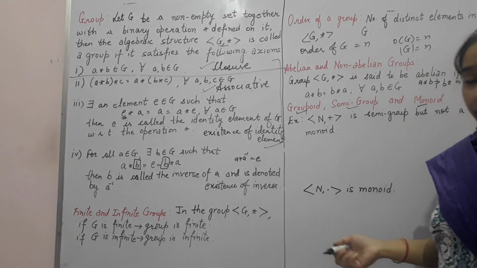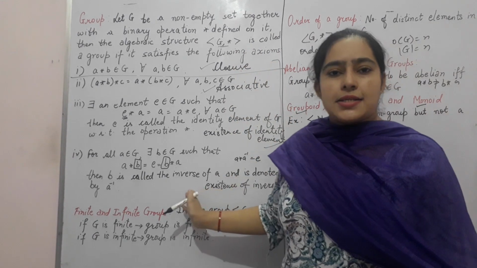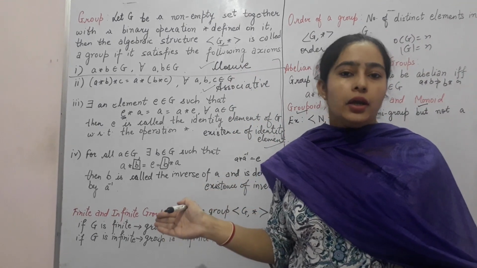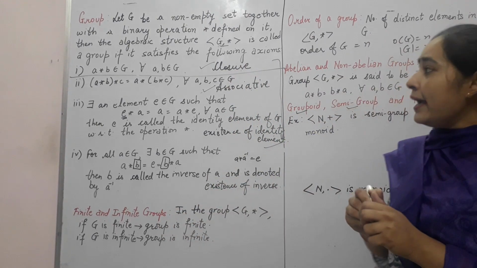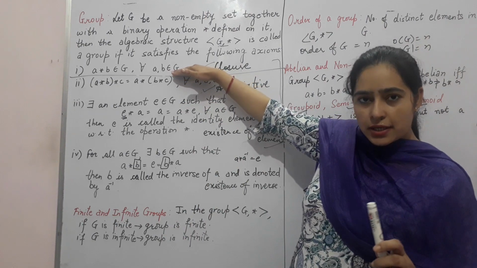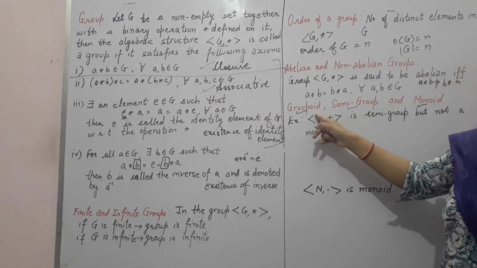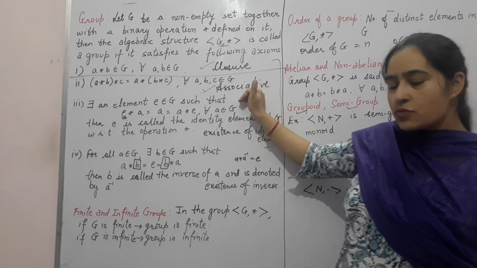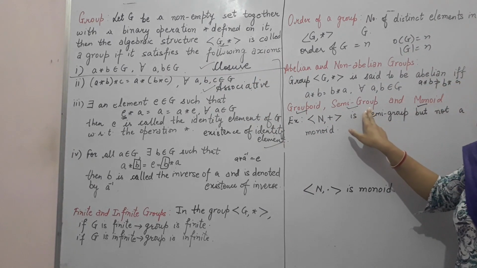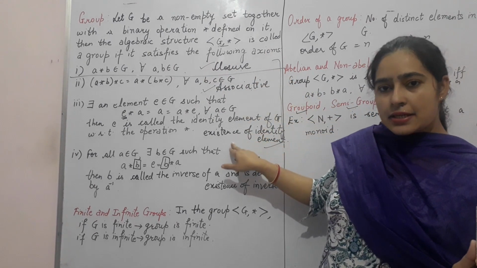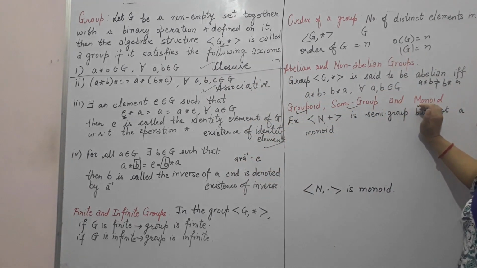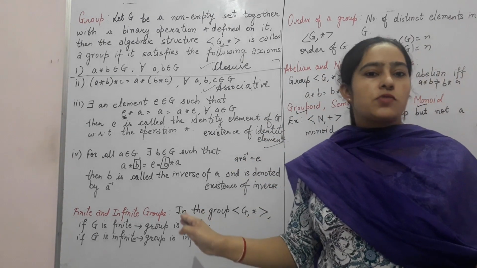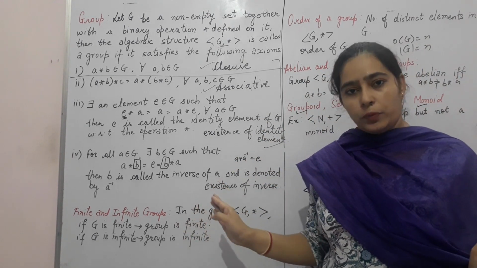And we all know that if all the 4 properties are satisfied, then it will form a group. So clearly, if only the first property is satisfied, then it is groupoid. If the first 2 properties are satisfied, then it is semigroup. If the first 3 properties are satisfied, then it will be monoid. And if all the 4 properties are satisfied, then it will form a group.